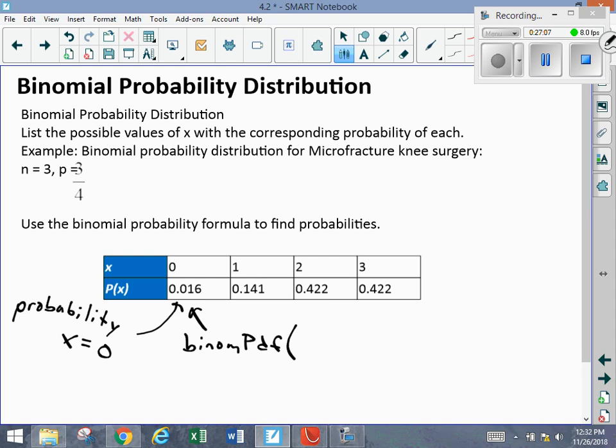3, comma, 0.75. Okay? So it's the probability that you get 0 successes out of 3 surgeries. So we're going to be able to construct one of these using our calculators. It won't be too bad. We'll do it in just a second.